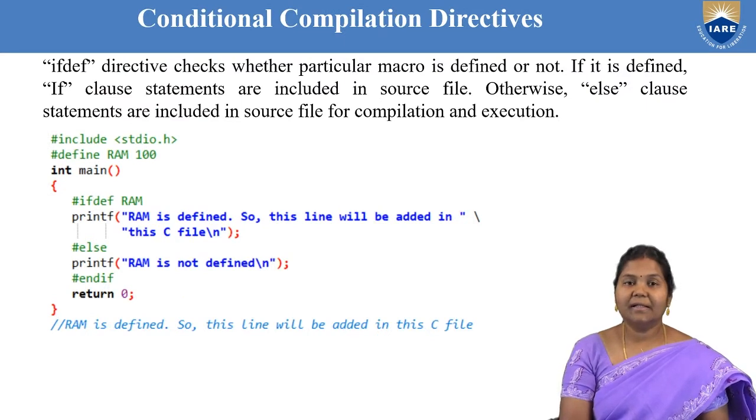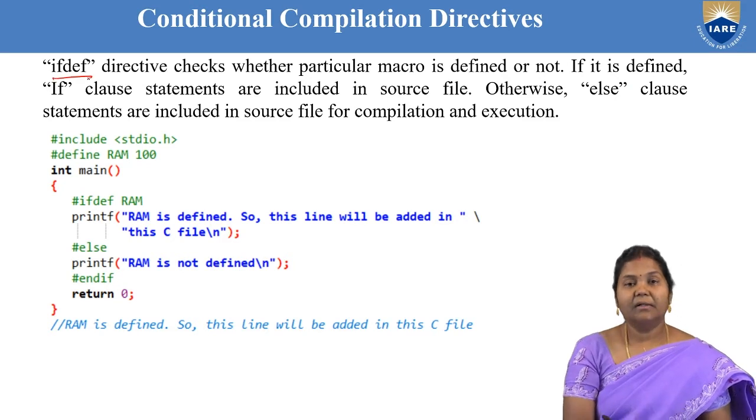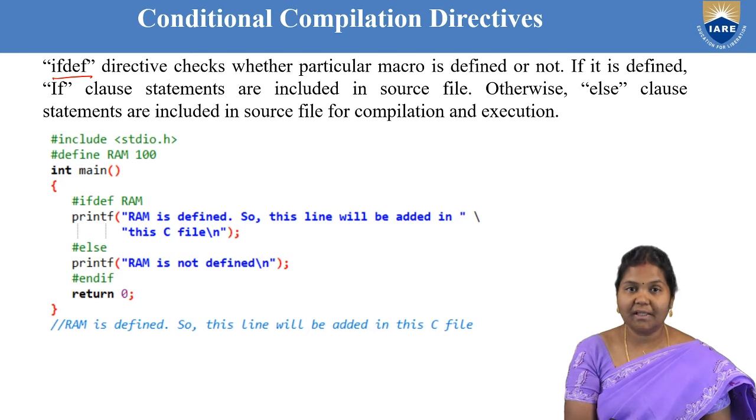The second one is called the conditional compilation directive. So the first category is called the #define directive, which are the macros also. Now, in conditional compilation directives, #ifdef is a directive which checks whether a particular macro is defined or not. So, if it is defined, then the if clause statements are included in the source file. If that macro is not defined, then the else clause statements are included in the source file for compilation and execution. So, it is based on some condition.